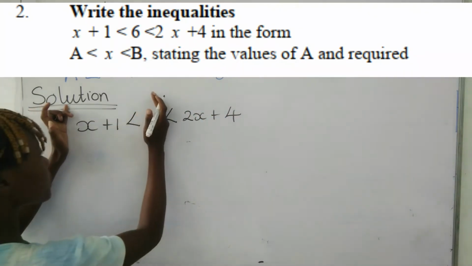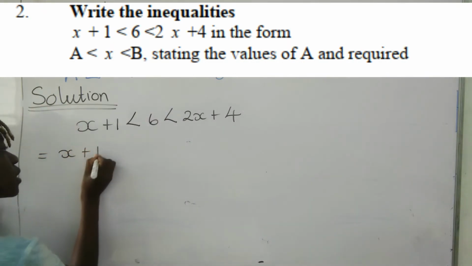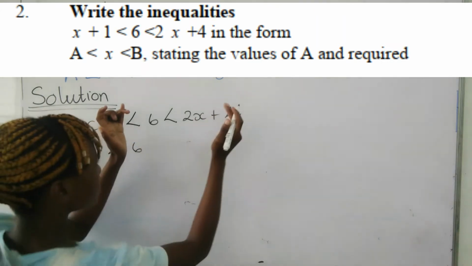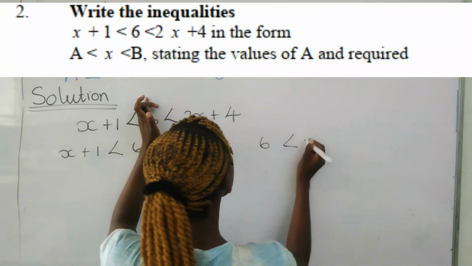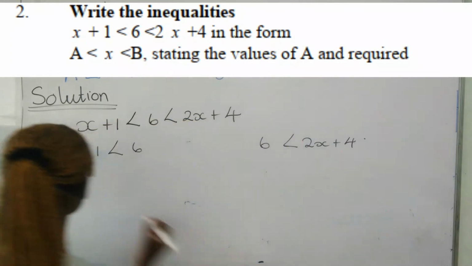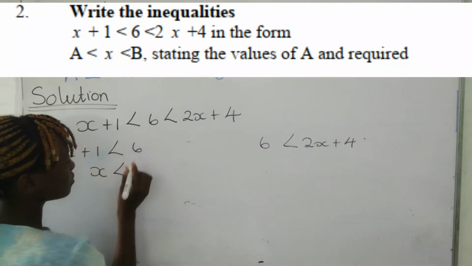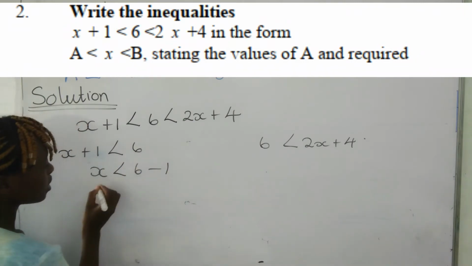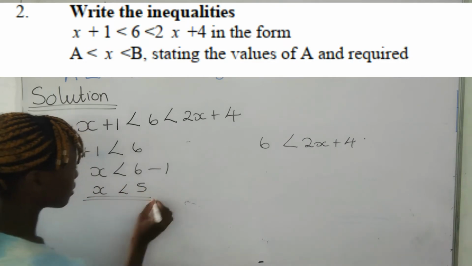We take the first part: x plus 1 is less than 6. We take the second part with the second sign: 6 is less than 2x plus 4. We simplify. For this part, it's going to be x less than 6 minus 1. Let's change the signs. x is less than 5. Okay.